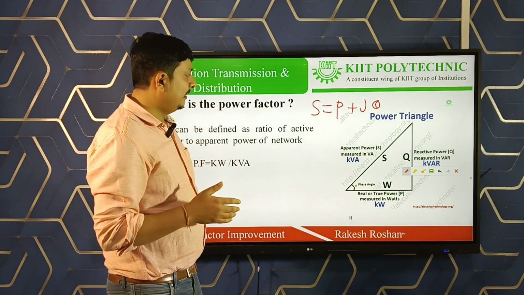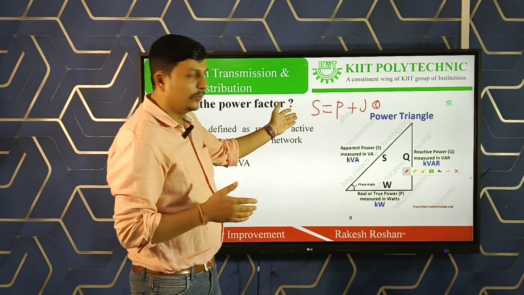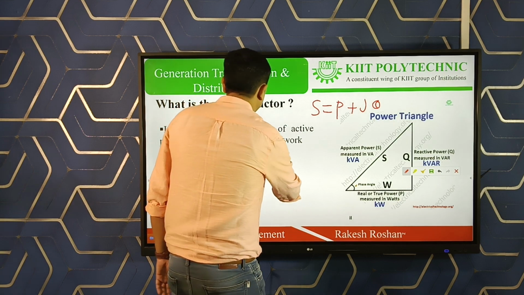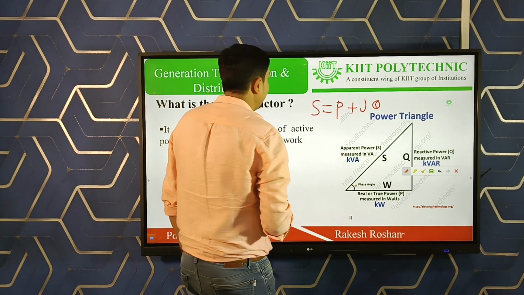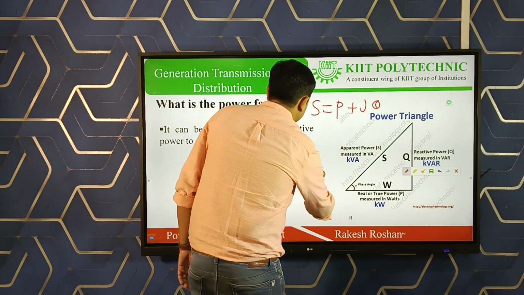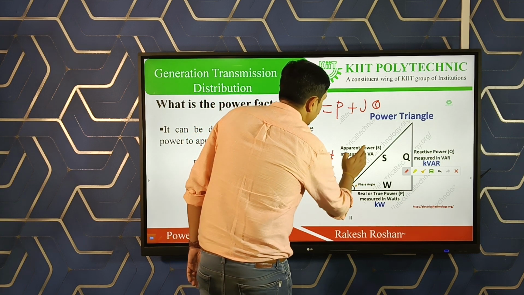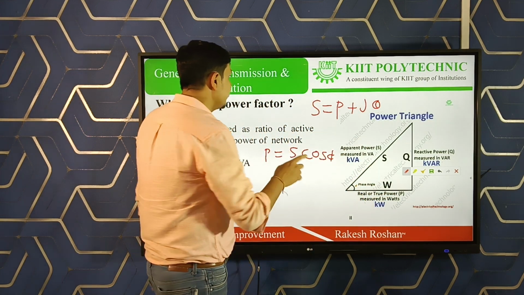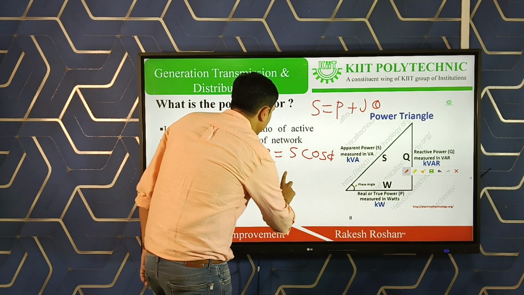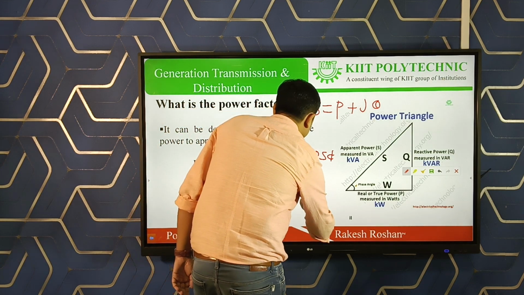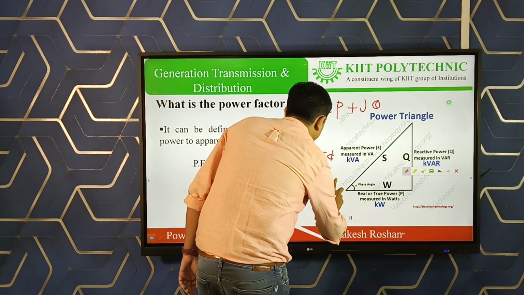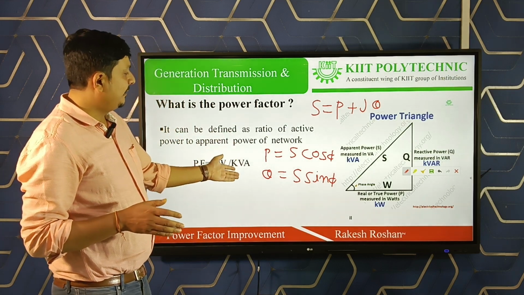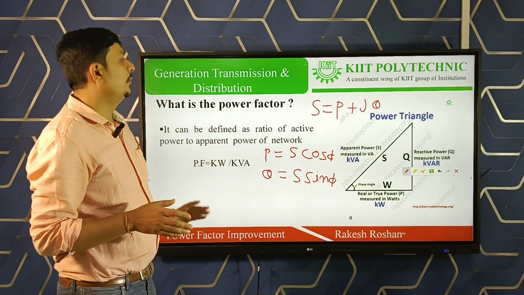From this power triangle, if you know the value of S, then you can easily find the values of P and Q. P equals S cos phi, which is the projection of vector S on the x-axis. Similarly, Q equals S sin phi. So if S is known, we can easily find P and Q.